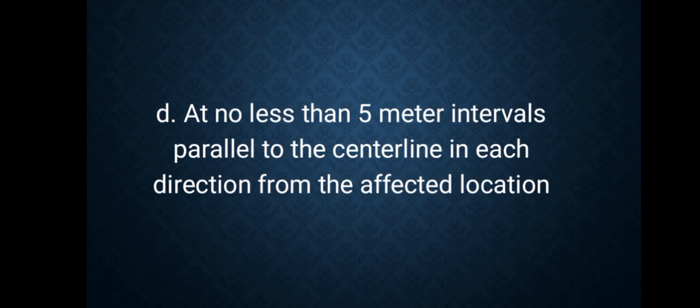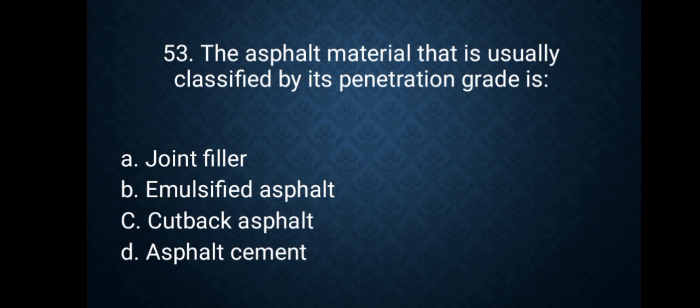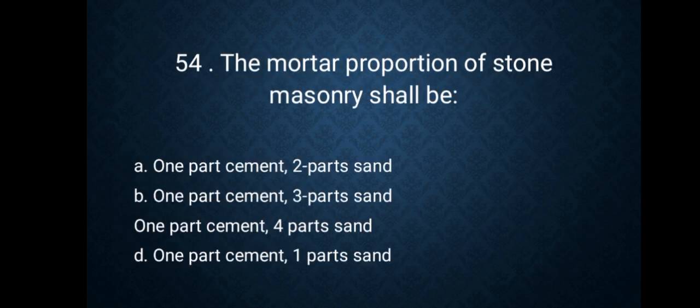The asphalt material that is usually classified by its penetration grade is A. Joint filler, and so on. So, choose from the choices. So, the answer to this is... So, let's proceed to number 54.